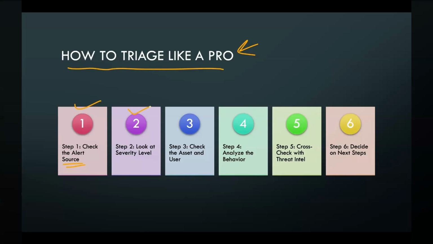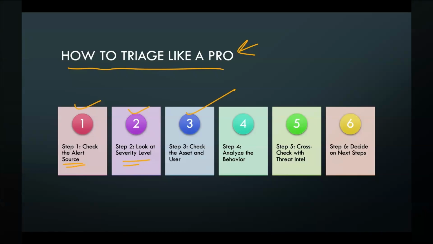Then, number two, look at the severity level. Most alerts are tagged with a severity. Low is probably a false positive or info only. Medium is worth a look and you might escalate it. High severity alerts are a drop everything and investigate. But don't trust severity blindly. Sometimes low can be a sleeper threat, and high might just be bad tuning.